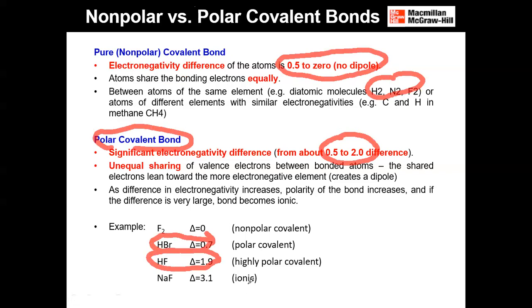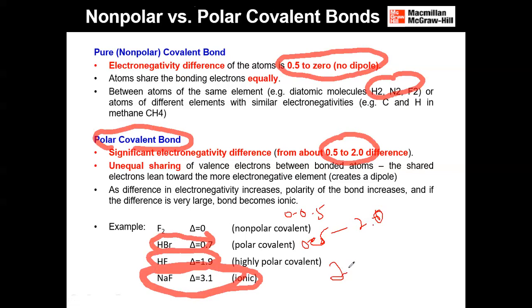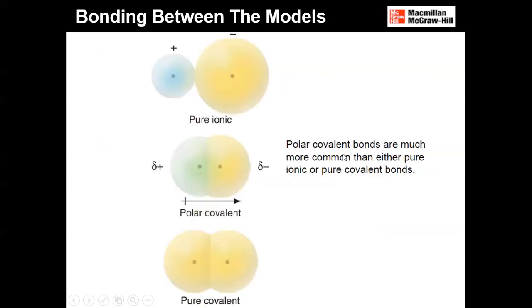How can we calculate the electronegativity difference? You have to refer to the periodic table. This one is 3.1, the electronegativity difference. This is ionic because it is more than 2. So the range is 0.0 to 0.5 for non-polar, 0.5 to 2.0 for polar, and 2.0 and above is ionic. You have to remember this.